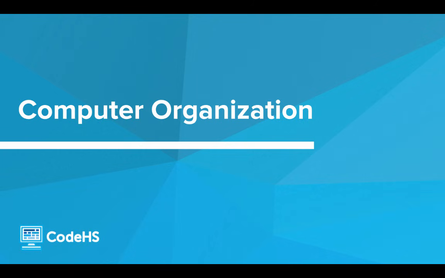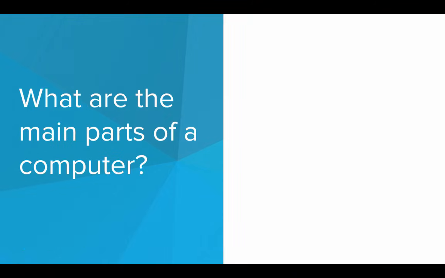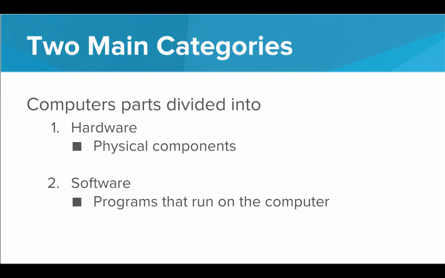Hi! In this video, we'll be talking about computer organization, how computers are organized on the inside. So what are the main parts of a computer? Well, really there are two main categories. Computer parts are divided into hardware and software.